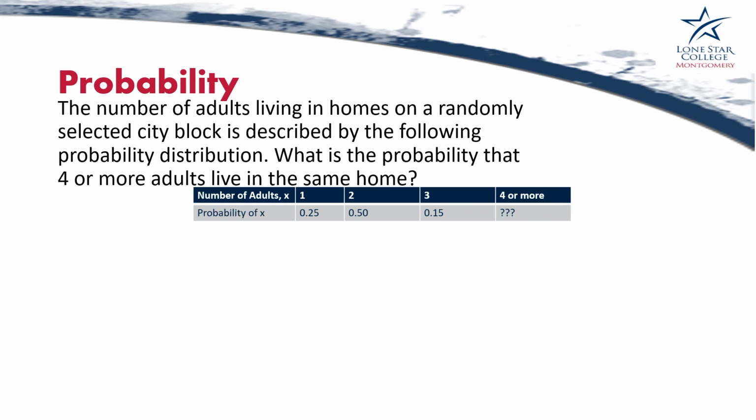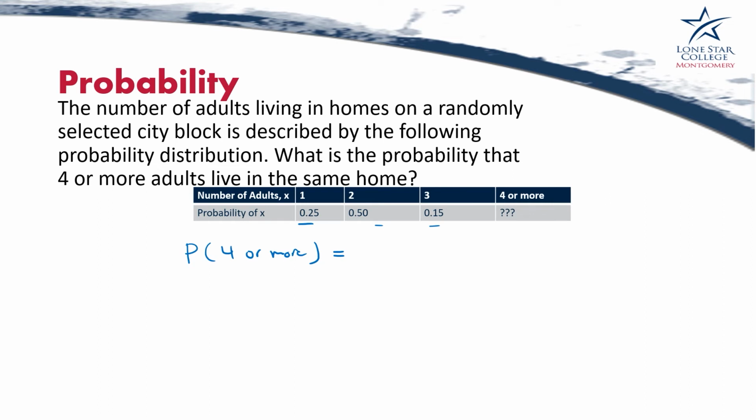This table tells us that we have different probabilities. So if the number of adults, if there's 1 adult in the house, the probability is 0.25. If there's 2, it's 0.50. If there are 3, it's 0.15. And there's 4 or more, that's what we're looking for. For probability, the distribution should always add up to equal 1. So basically what that means is to find the probability of 4 or more, you have to add up the other 3 probabilities and do 1 minus that.